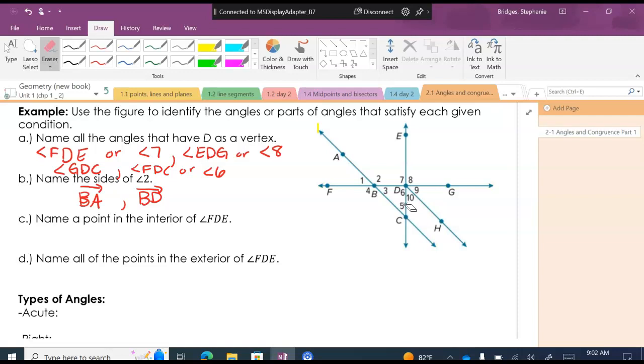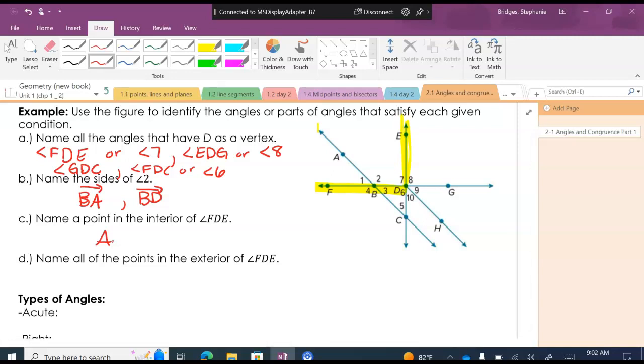Just write it like a capital letter. Does everybody see angle FDE? We start at F, we go to D, then we go up to E. What point is on the interior of that angle? A. Is that the only point on the interior of the angle? I don't see any more listed up there, do you?